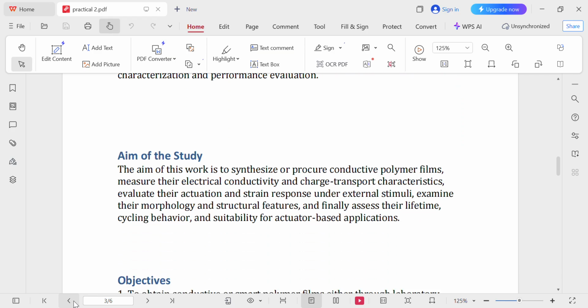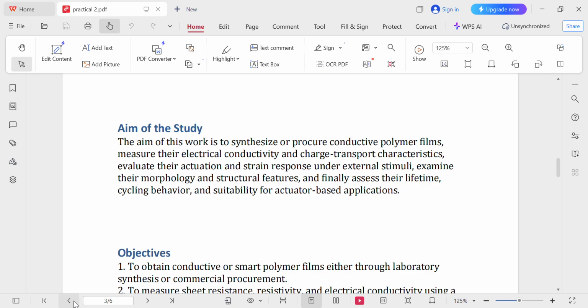Next are the aims of the study. The aim of this work is to synthesize or procure conductive polymer films. This means the purpose of this study is to make or obtain thin sheets of conductive polymers, and measure their electrical conductivity and charge transport characteristics. Then their ability to conduct electricity and move electrical charges will be tested.